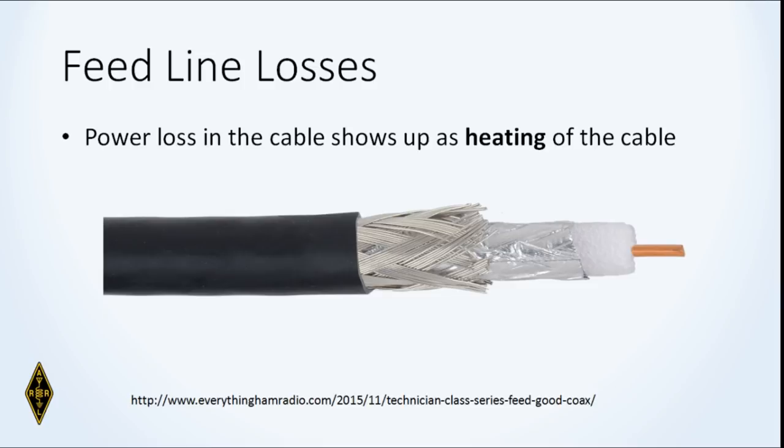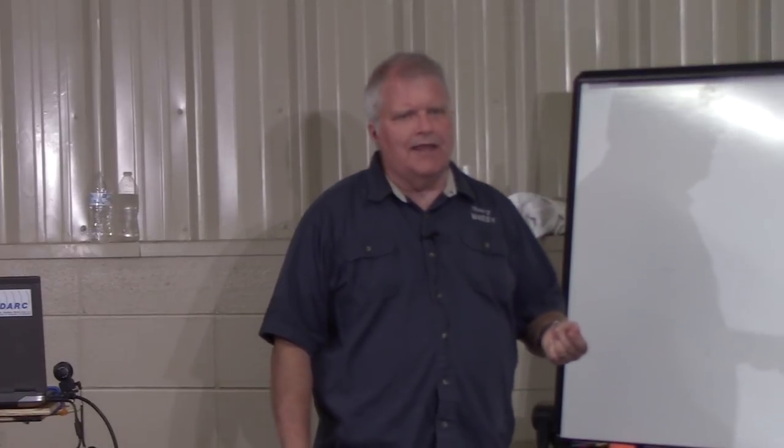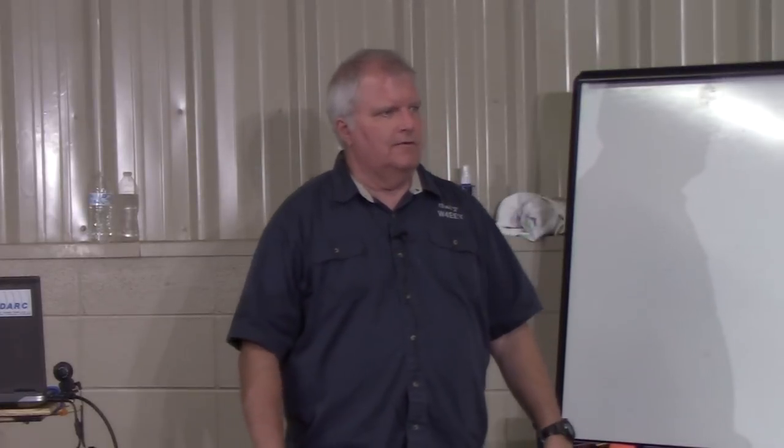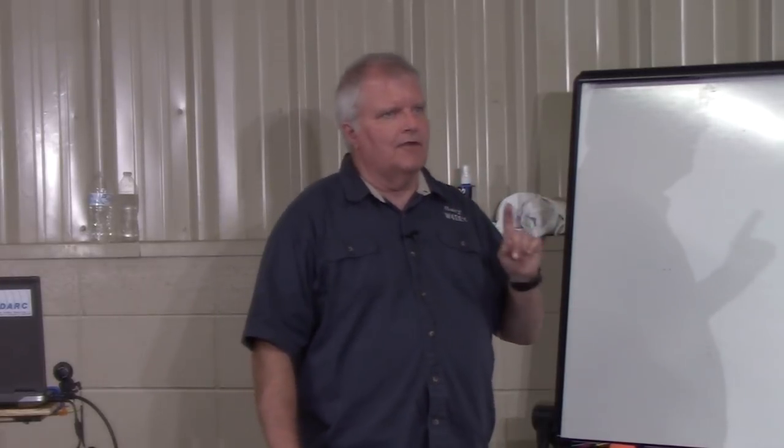Feed line losses in cable show up as heating in the cable. The TV twin lead has very low loss compared to coaxial cable. Coaxial cable has more loss. If signal is going to be lost in the cable, it actually heats up the cable. That's what happens to the wasted energy. And the number one rule of coaxial cable, Tom knows this, Rick knows this: keep it dry. Moisture will increase losses in coaxial cable. It's the single most common point of failure. My antenna's not working right, I can't understand. You take the connector off and the water pours out. Oh, that's not good. So keeping coaxial cable dry is the number one concern.